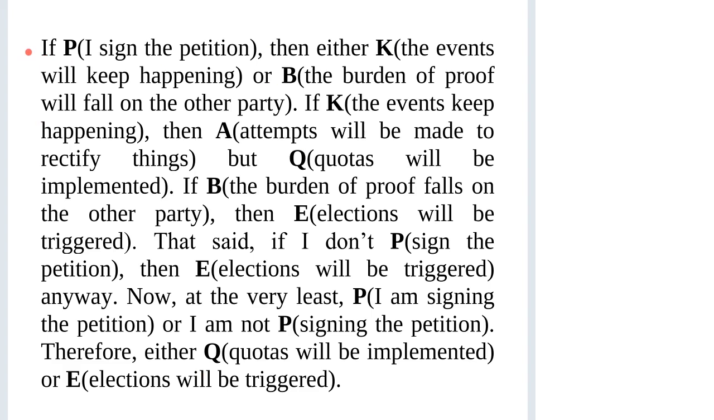But look at this argument. If I sign the petition, then either the events will keep happening or the burden of proof will fall on the other party. If the events keep happening, then attempts will be made to rectify things, but quotas will be implemented. If the burden of proof falls on the other party, then elections will be triggered. That said, if I don't sign the petition, then elections will be triggered anyway. Now, at the very least, I'm signing the petition or I'm not signing the petition. Therefore, either quotas will be implemented or elections will be triggered.